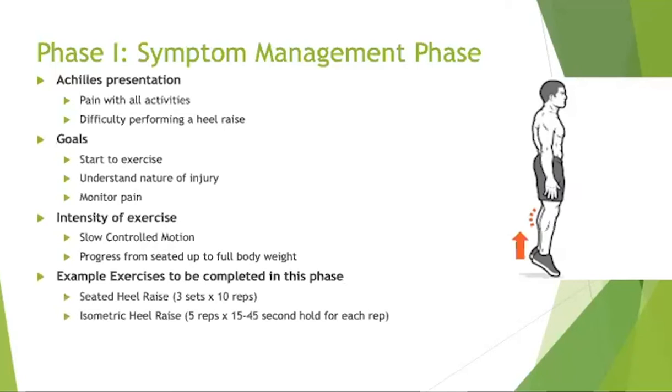So think of a seated heel raise, right? Body weight's not on it. That's just to get the tendon moving again. Remember, absolute rest is the worst thing you can do. Let's get you moving just a little bit. An isometric heel raise. Isometric basically means you're not moving. So you're just going to be pushing against something without really moving. That's where you're going to be doing something with a really long hold, but very low reps. So 5 repetitions with a hold up to 45 seconds for each rep.